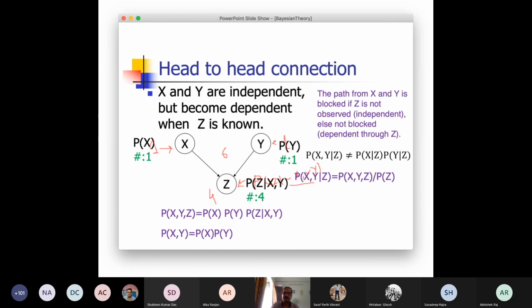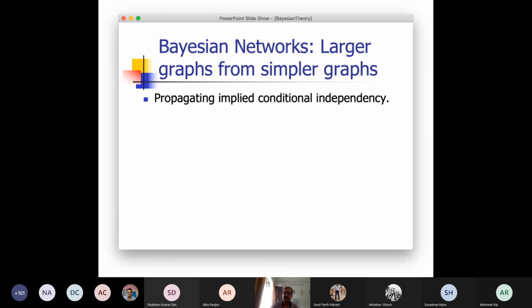So this is another thing you should consider, that X and Y are not conditionally independent given Z, right? That you should know. Given Z, they are not conditionally independent, though they are independent without the specification of Z. So these are certain basic fundamentals, or a brief outline, of Bayesian networks.